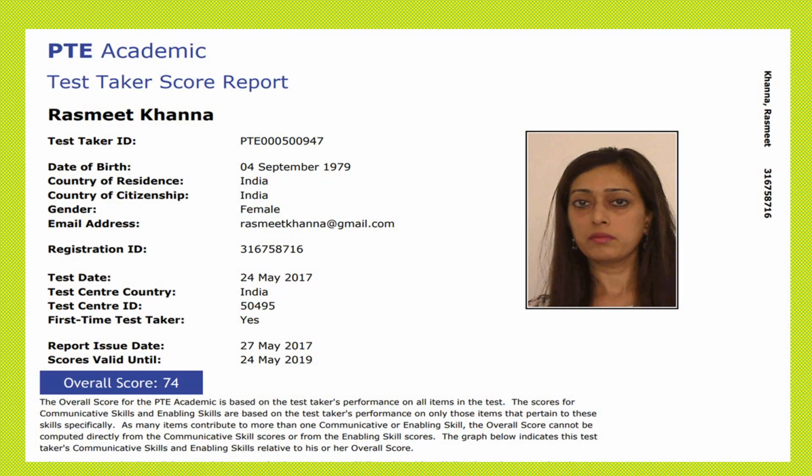Here you can take a look at my score report as I scored 74 points, which is equivalent to 7.5 bands in ALS, so I'm going to share with you the latest tips and tricks to help you score a good band.